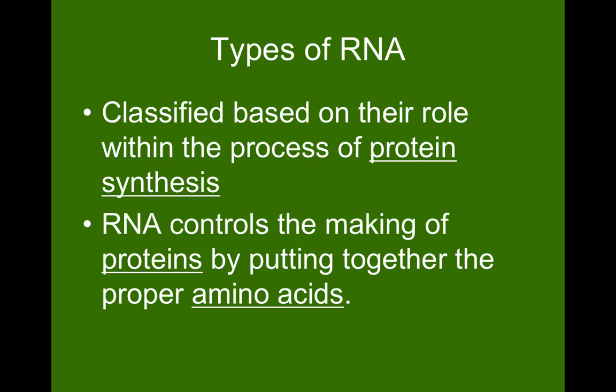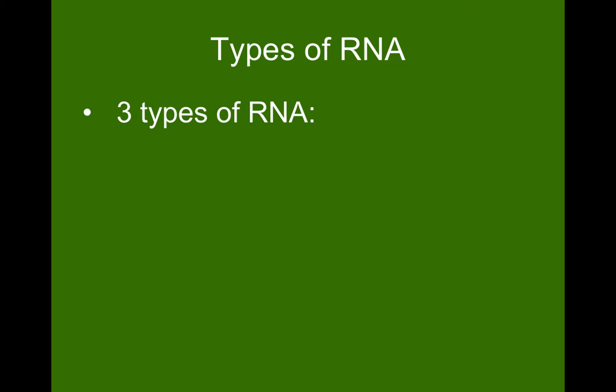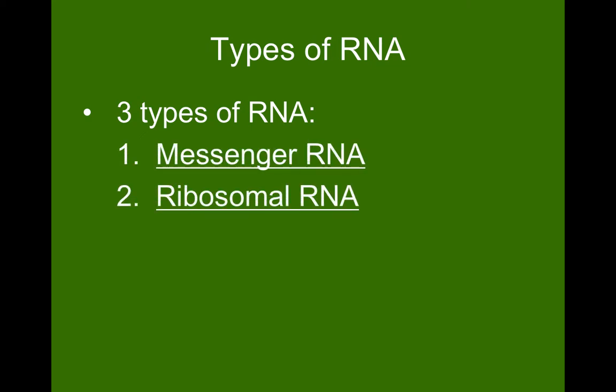The reason that we have these different types is because RNA actually controls the making of the proteins, and what they do is they put together the amino acids that make up a protein. So remember, proteins are polymers of amino acids. And so what the RNA does is it actually puts together those amino acids in the specific order to make their protein. And we have three different types of RNA. We have messenger RNA, we have ribosomal RNA, and we have transfer RNA.